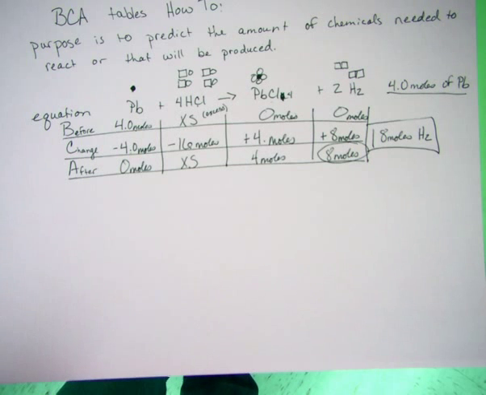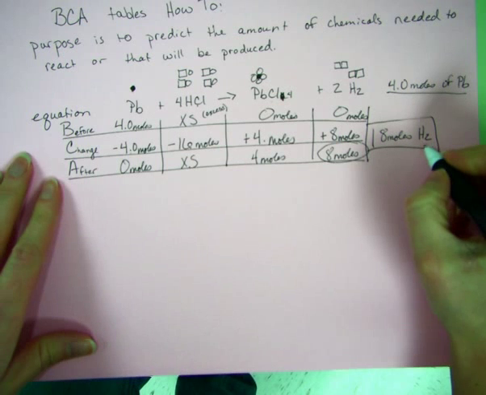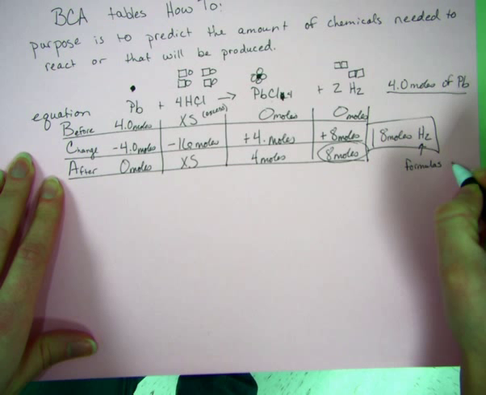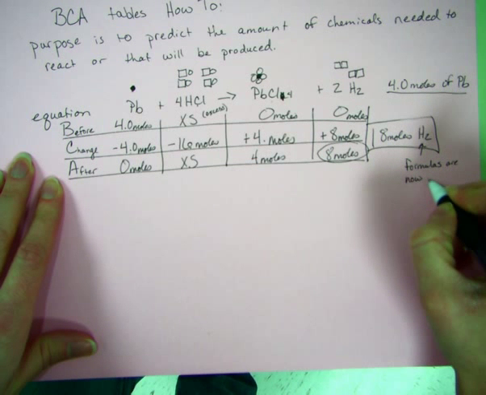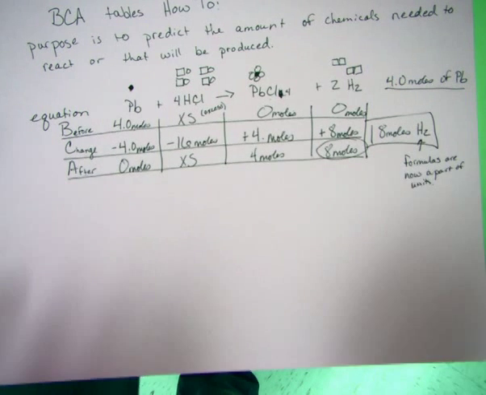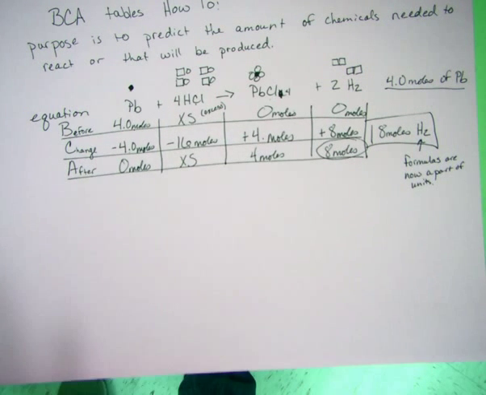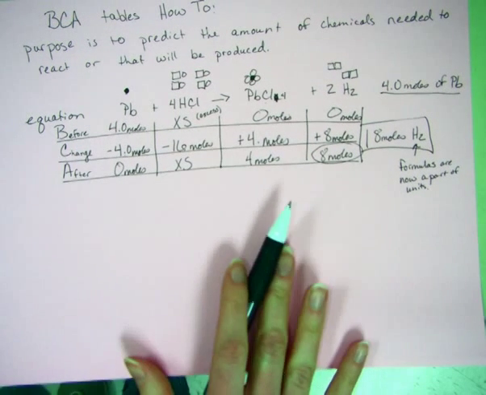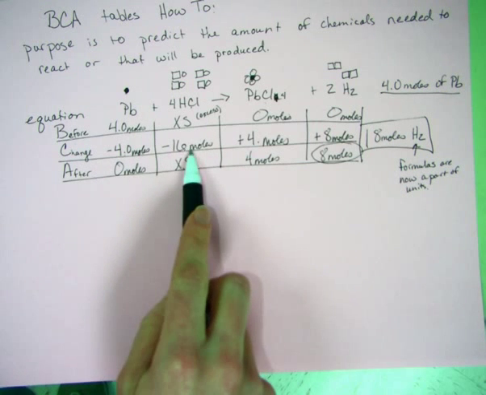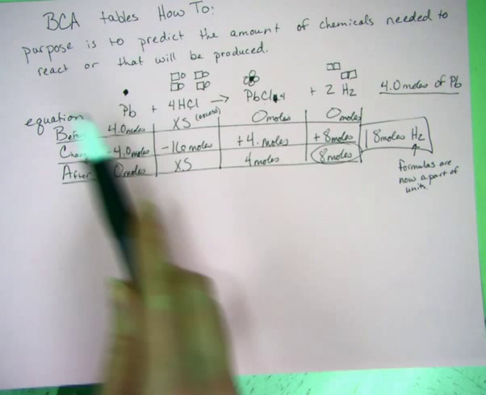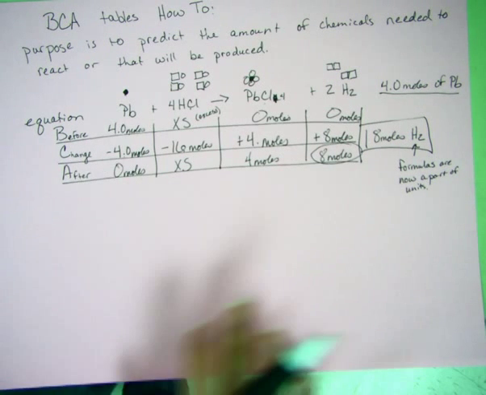Notice that I didn't say 8 moles, I said 8 moles of H2. So our formulas have to be included. Formulas are now a part of units. This one was a fairly simple example, easy because we could do all of the math in our head. The only difficult one was this 16, but once we drew it out, we saw that 1 of these equals 4 of these, so basically we're multiplying by 4.